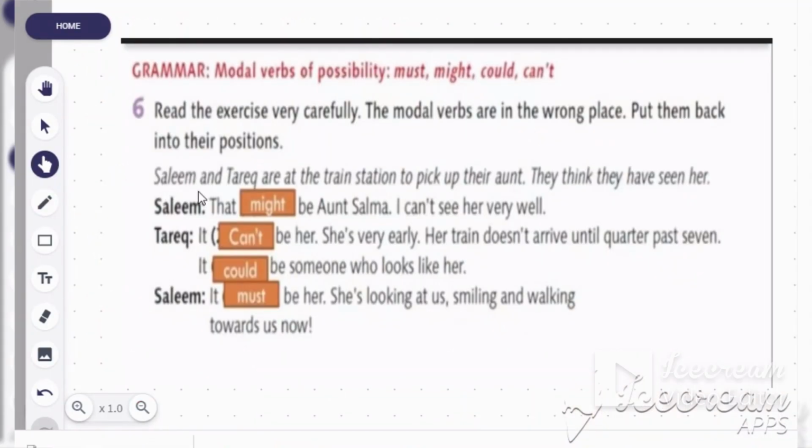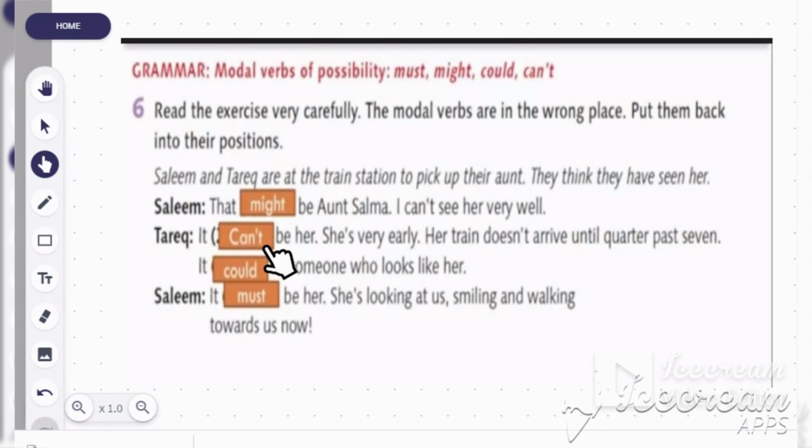Now, Salim and Tarek. Okay? That might be. ليش حكينا might؟ لأنه احتمال. I can't see her very well. So, نسبة الاحتمال هون في هذا الشيء 40%. Excellent.